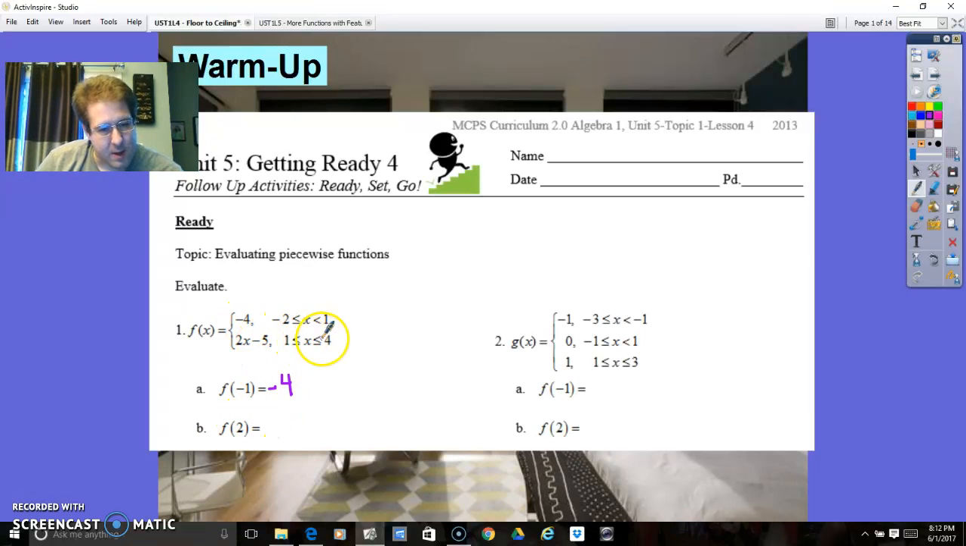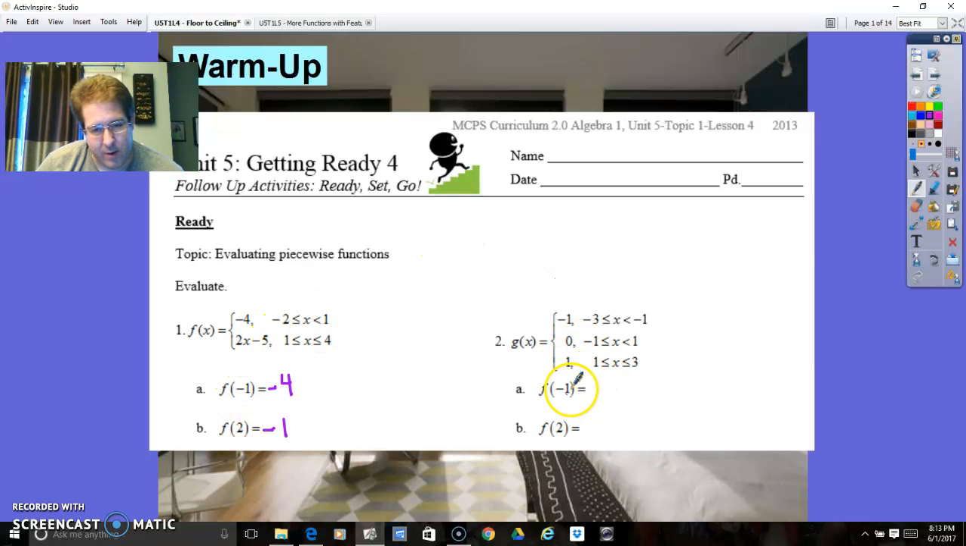F of 2 tells me, well, first of all, 2 is in between this domain, which means I have to use this function, or this part of the function, I should say. 2 times 2 is 4. 4 minus 5 is negative 1. So notice what I did there. First, I figured out which piece I have to use by using the domain, and then I plugged that in for x and solved.